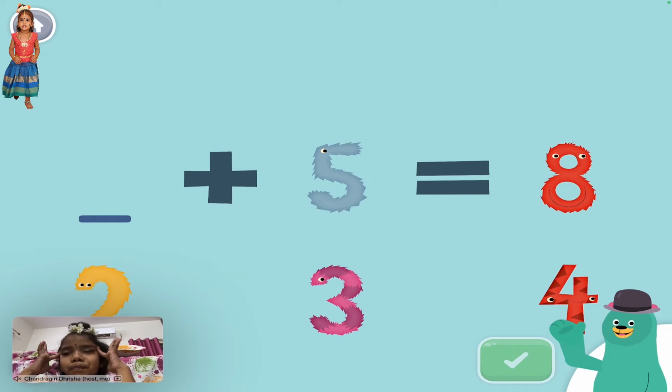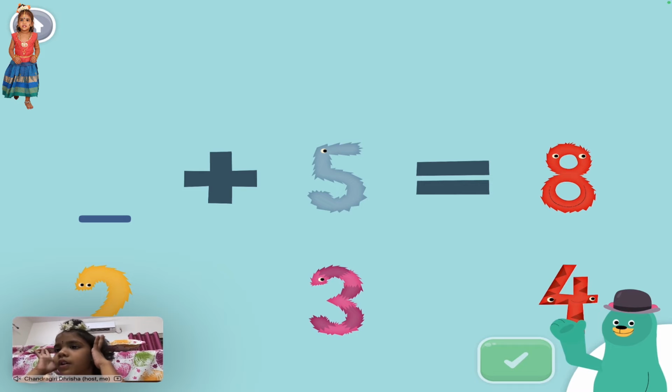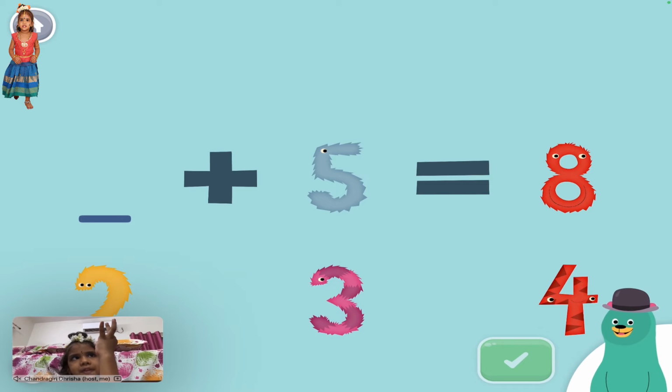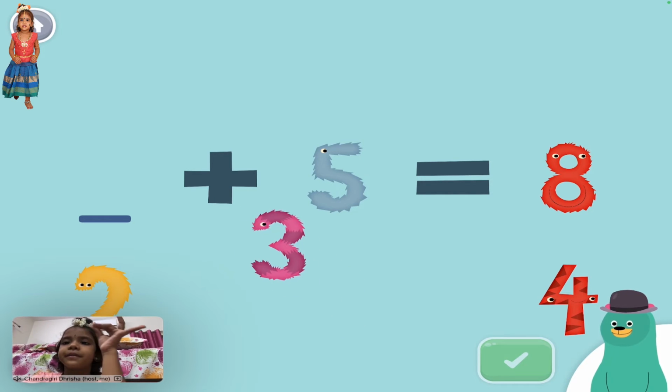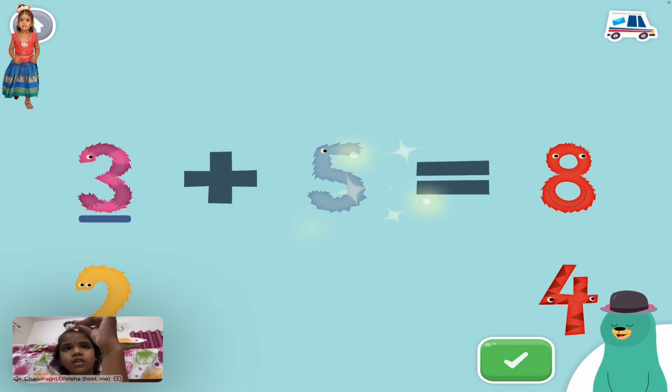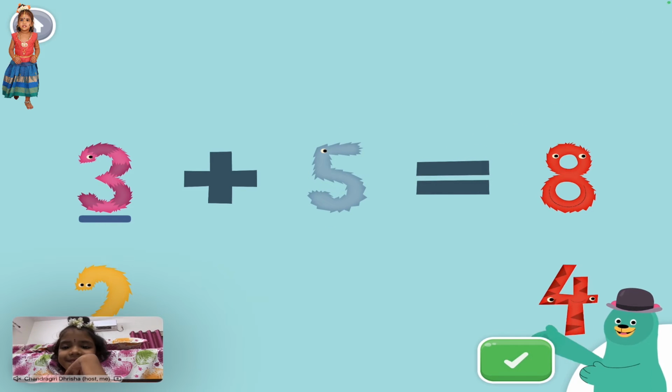What plus 5 equals 8? What plus 5 equals 8? 3. Cool beans! 3 plus 5 equals 8.